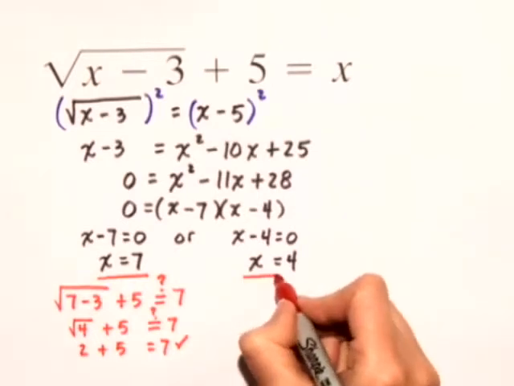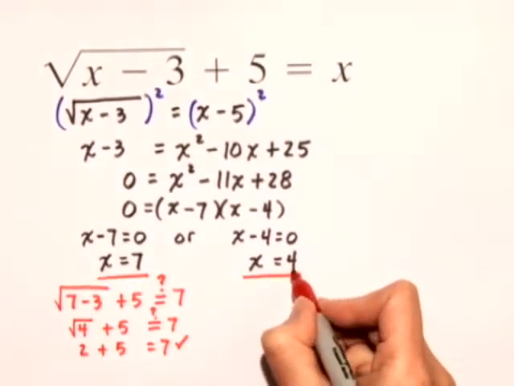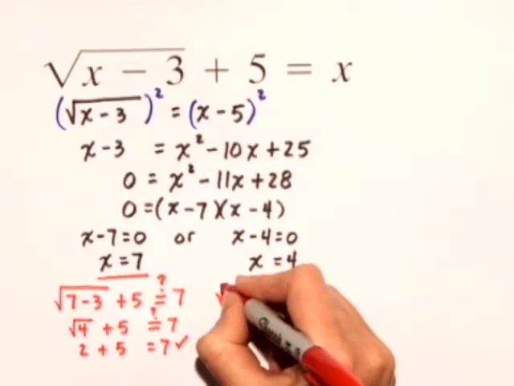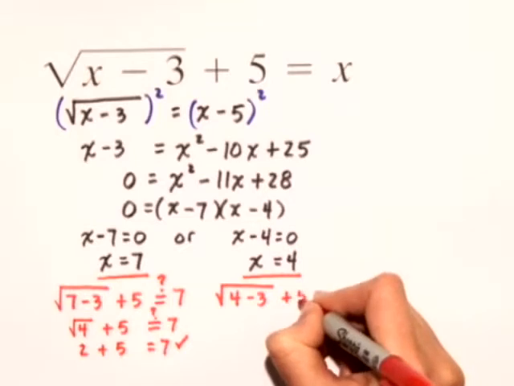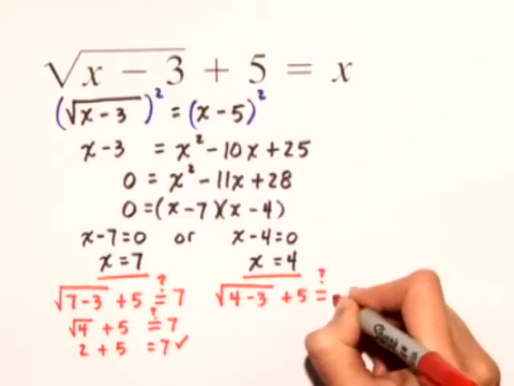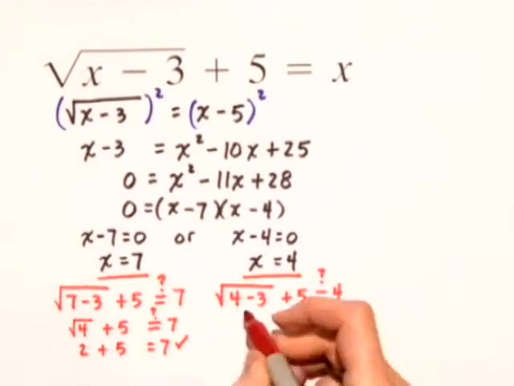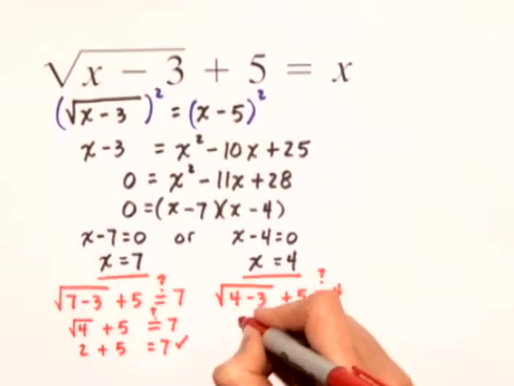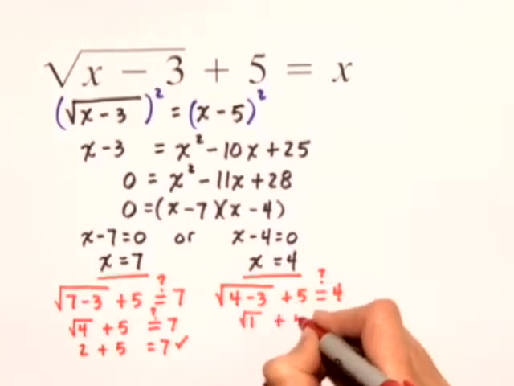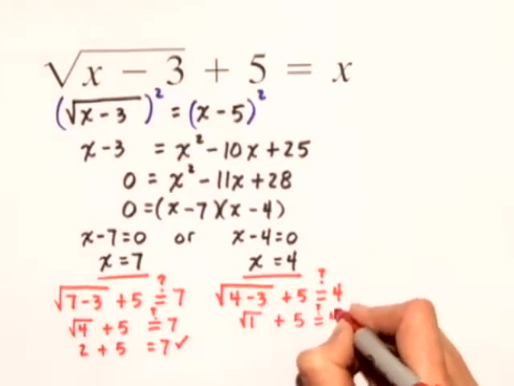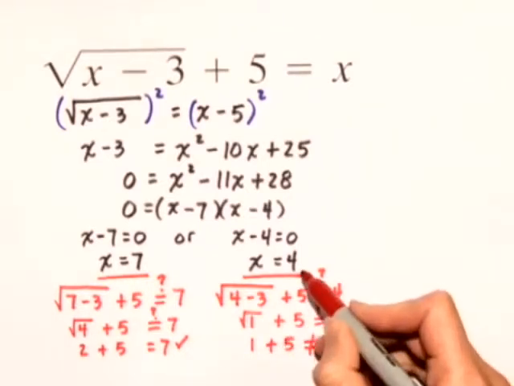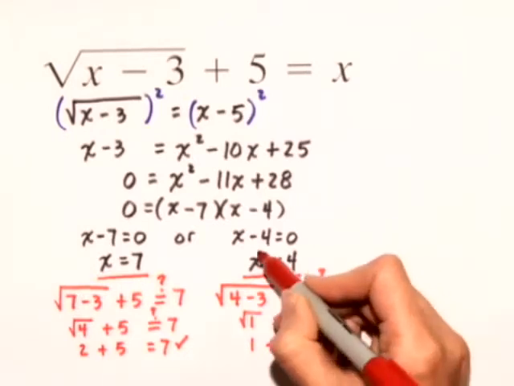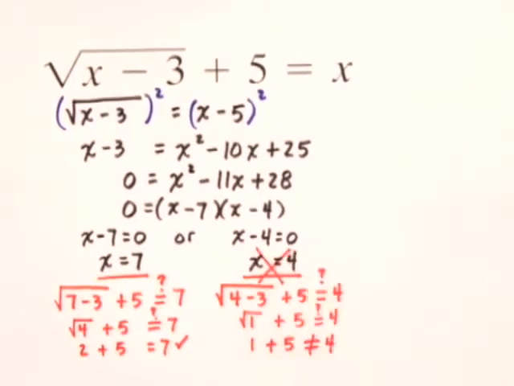Now let's check x equals 4. We'll substitute 4 in for x in the original equation. Is the square root of 4 minus 3 plus 5 equal to x, which we're substituting 4? So the square root of 4 minus 3 is the square root of 1 plus 5. Is that equal to 4? Well, the square root of 1 is 1. 1 plus 5 is not equal to 4. So therefore, x equals 4 is an extraneous solution, so we can cross that off from our potential solutions.